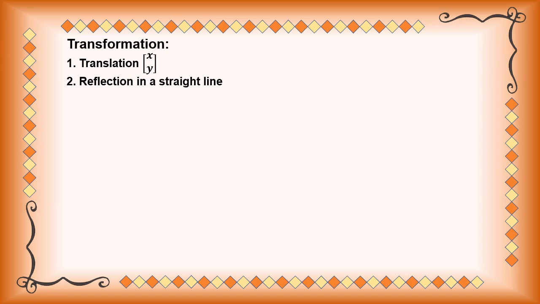Before I start the lesson, I want to do a little bit of revision about transformation. First one is translation (x, y). When x is positive, we move to the right; when x is negative, we move to the left; when y is positive, we move upwards; and when y is negative, we move downwards. Next is reflection. Reflection is in a straight line.